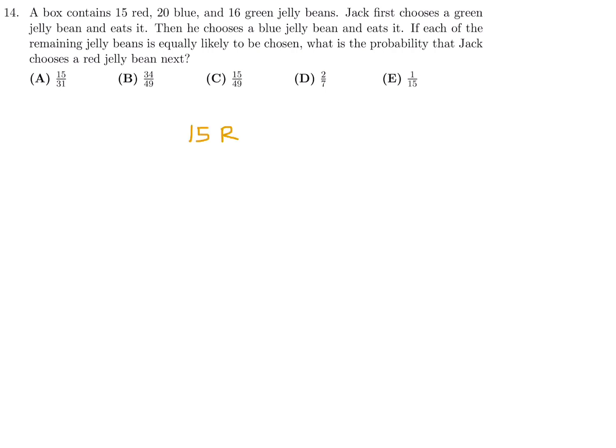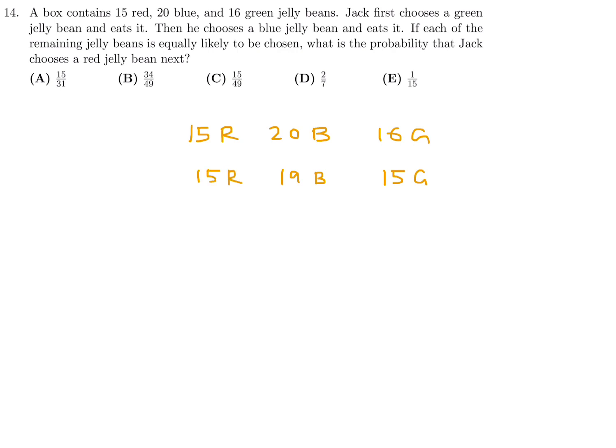15 red, 20 blue, and 16 green. So first you take a green, you remove that, so that we're down to 15 green. Then he eats a blue, so we're down to 19 blue. And then we have 15 red remaining.